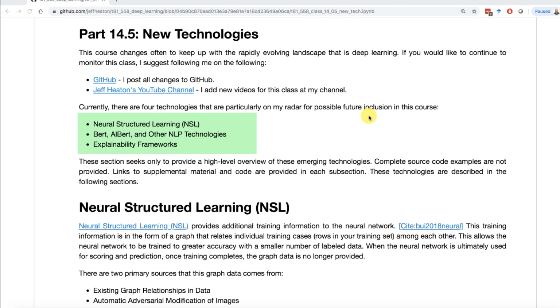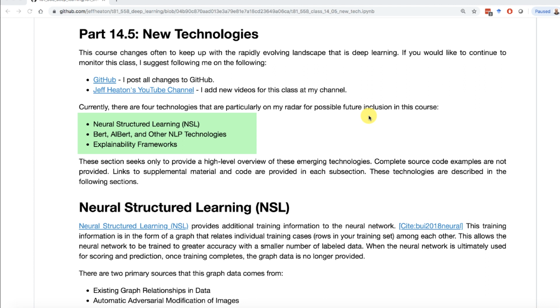So let's get into the top 3 technologies that I'm particularly interested in. There are many technologies that I am interested in, like capsule networks, or one that almost made this list, but I'm more just keeping them monitored. These are 3 that are close to the top of the list where I would potentially add them to the course.